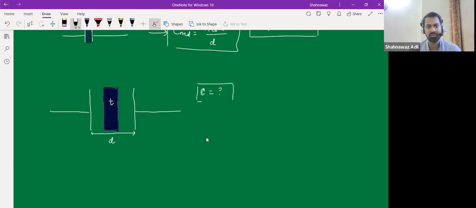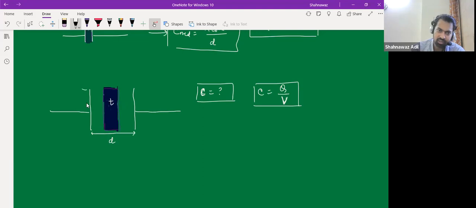So is this clear, guys? Yes, sir. Okay, so the same idea. Capacitance is Q by V, right? So we have to calculate the voltage between this parallel plate capacitor. So we know that voltage is E into D. This is the voltage, right, guys?